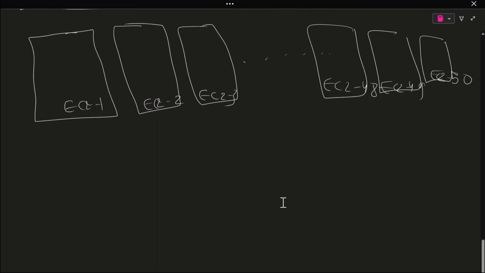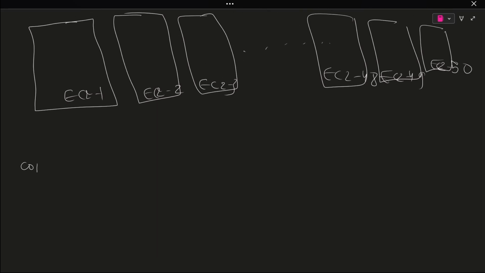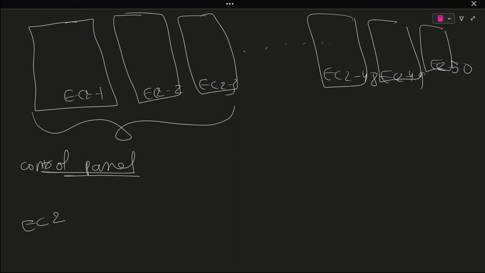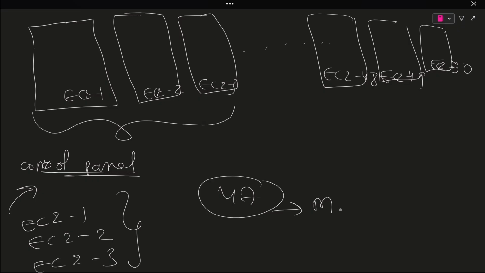Now, let's say a control panel. What we can do is, we can keep a total, it is our wish, let's say I want to keep three control panels. Let's say EC2 instance 1, 2, and 3. These three servers will be acting as my control panel, and the remaining 47 will act as my master nodes or slave nodes. Let's say slave servers, something like that.